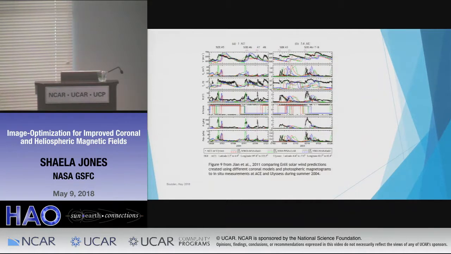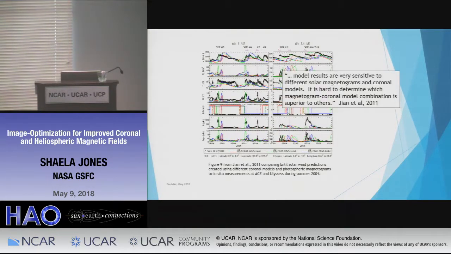And this is a study by Lan Jian from Goddard. She was comparing, so there are different observatories you can use to get the photospheric condition, and then there are different models you can use to extrapolate into the field, and she was comparing the results from all the different combinations of observatory and model that you can get through the CCMC. And her conclusion was that the model results are really sensitive to the magnetograms and the models, and that it's hard to find a combination that was consistently superior. She would find that sometimes for a little while one model-observatory combination would be superior, and then all of a sudden it would switch and that one would perform poorly.